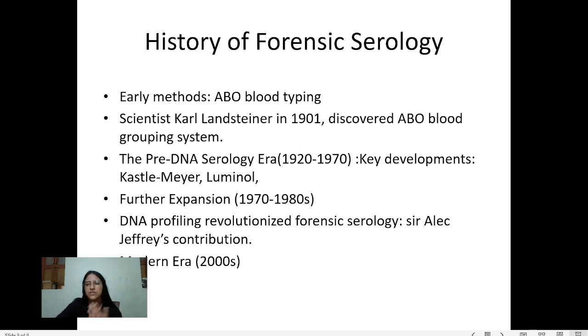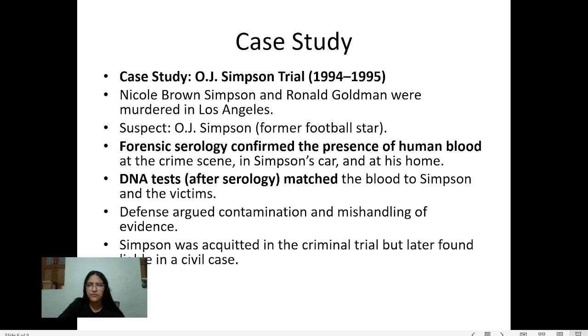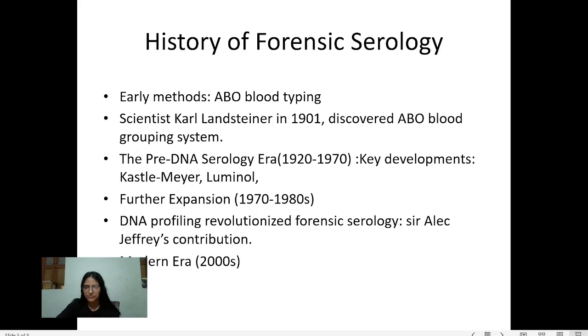Now we are going to learn about the modern era, that means the 2000s till now. Today forensic serology uses a mix of classic tests and advanced techniques, like immunological tests, such as the ABA card test, which you will learn in further videos, and RNA and mRNA markers to identify specific body fluids. These are in use till date.